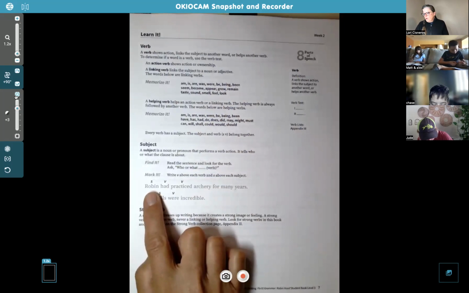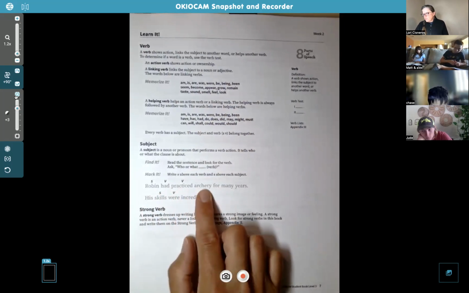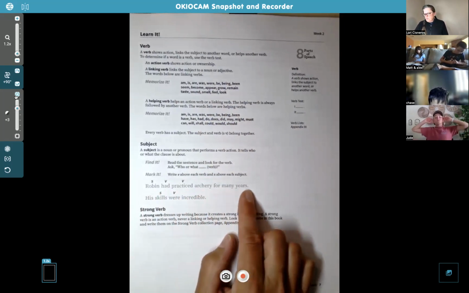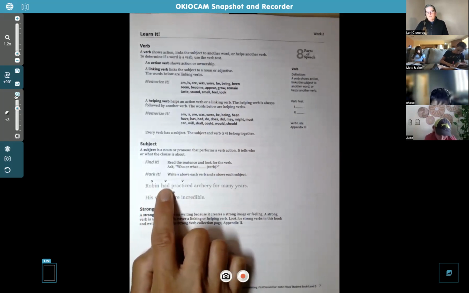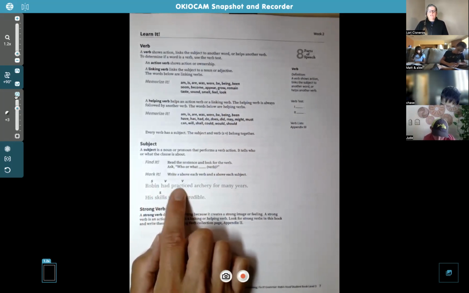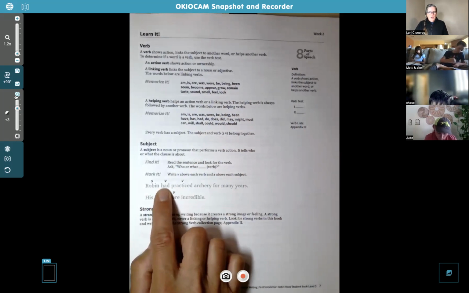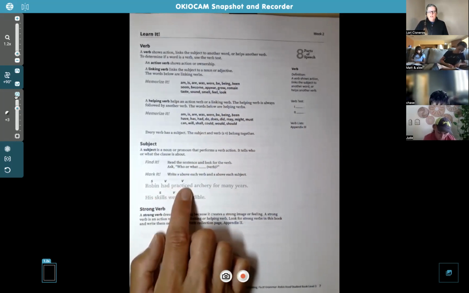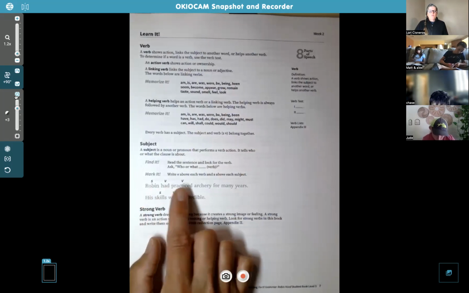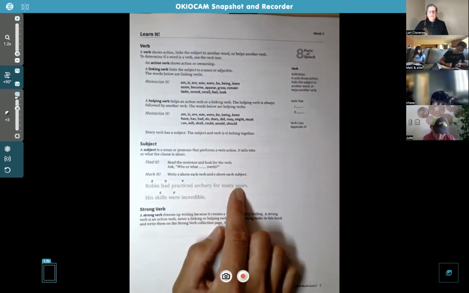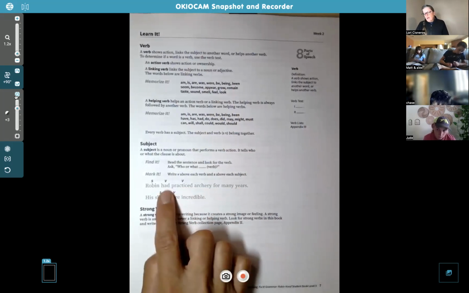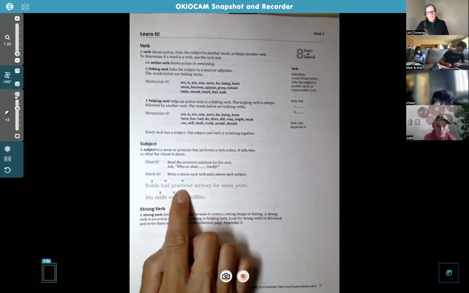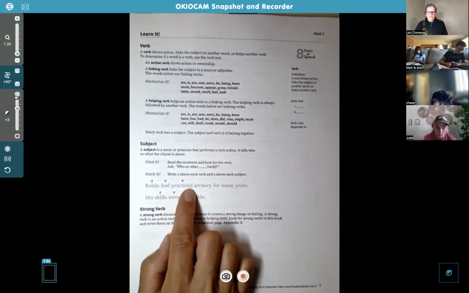For example, Robin had practiced archery for many years. Notice they're talking about Robin. So obviously Robin is the subject here. And then we see two verbs, had practiced. And so here's an example of a helping verb. It's helping that verb. Instead of it just saying Robin practiced archery for many years, because we're talking about a span of time in the past, we need that helping verb to help clarify that with this verb, even though it is past tense already, okay?